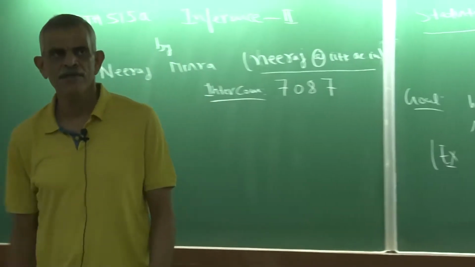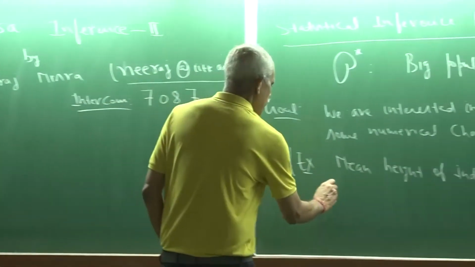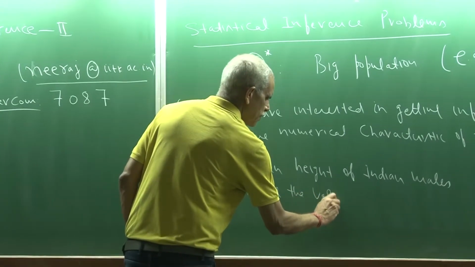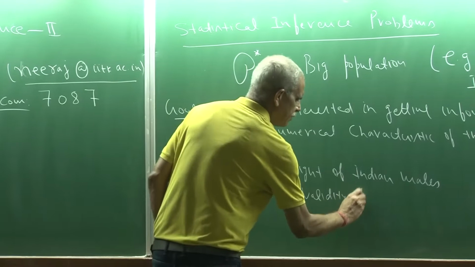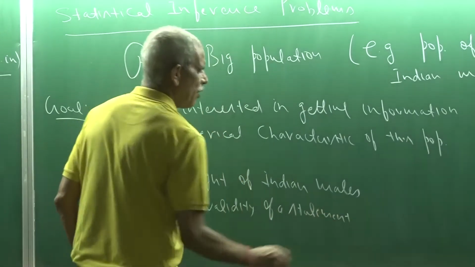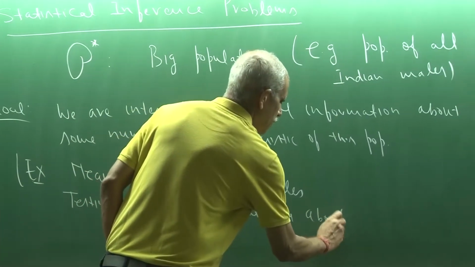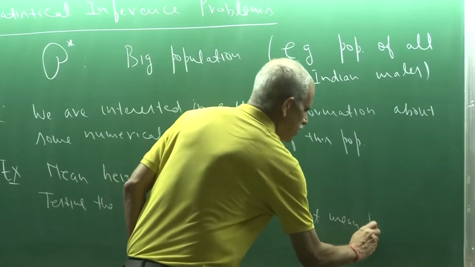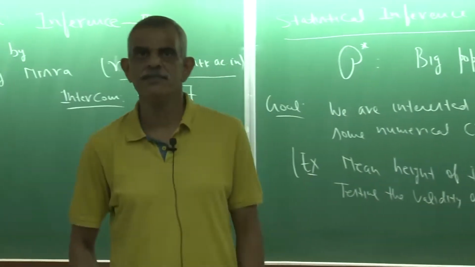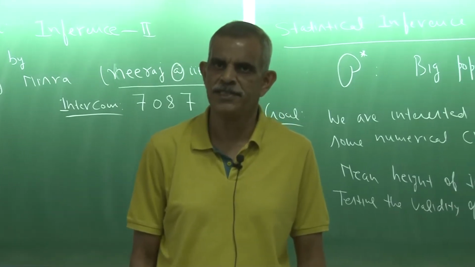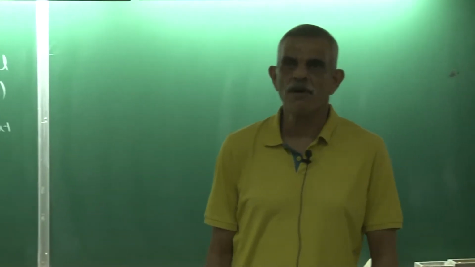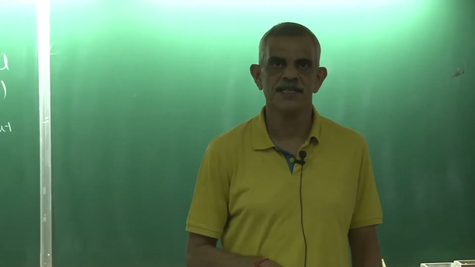Another example could be that one may be interested in testing the validity of a statement about mean height. For example, one may claim that the mean height of Indian males is more than 5 feet 4 inches. In that case, I am left with the problem of testing whether such a statement is correct or not correct.